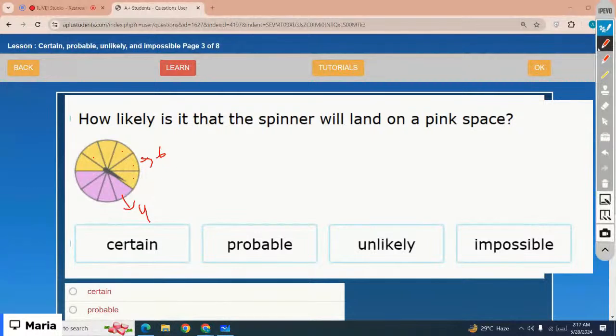Yes, the spinner has less pink portion, right? So it is unlikely to land on pink. Very good. The correct option is unlikely.